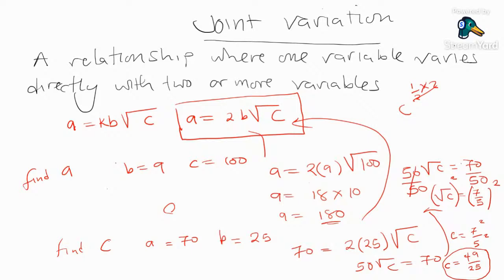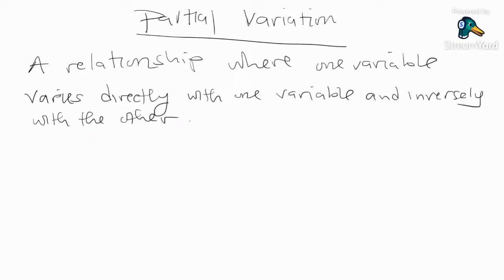So joint variation, they vary jointly, directly with 2 or more variables. Then of course partial variation. So partial variation, we have a relationship where one variable varies directly with the other, and of course inversely with the other. Okay, varies directly with one variable and inversely with the other.